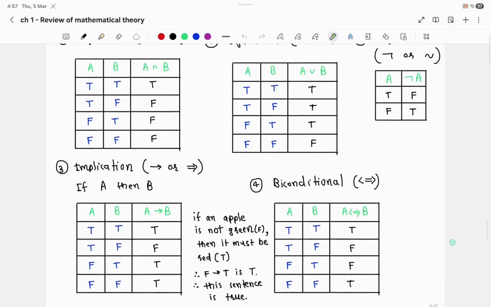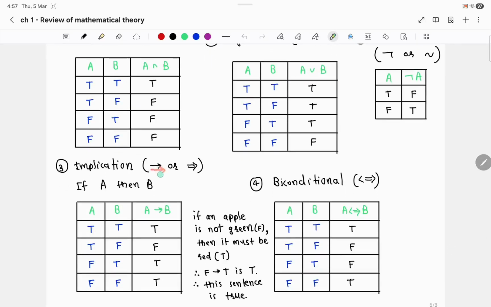Next is implication. Implication is represented either this way or this way. What we can read from this is, if A, then B. The truth table of implication is given like this. If both the statements are true, the answer of the implication of the two statements is true. If the first statement is true and the second statement is false, A implies B is false. If the first statement is false and the second statement is true, the implication of A and B is true. If both the statements are false, the implication of A and B is true.